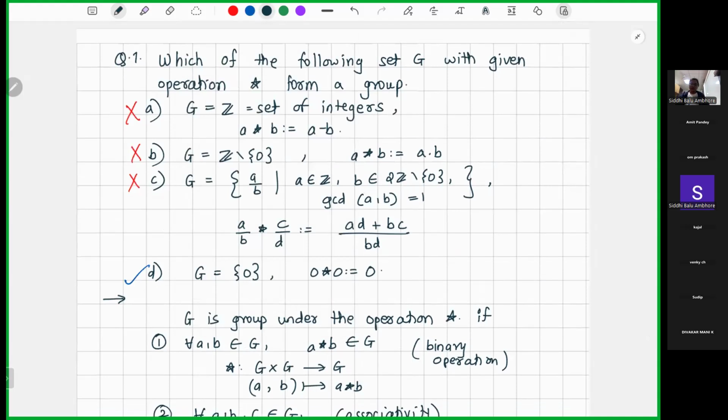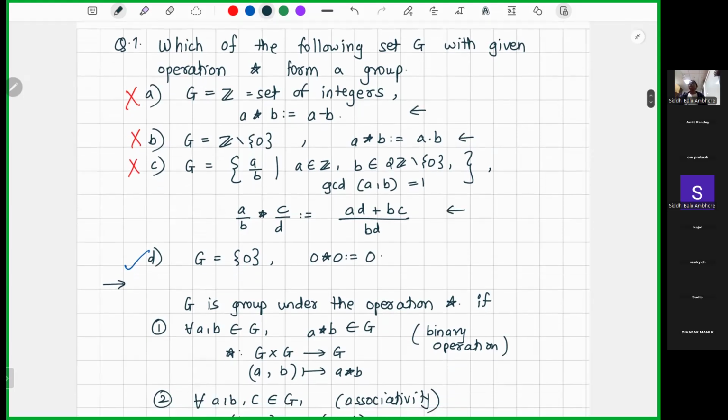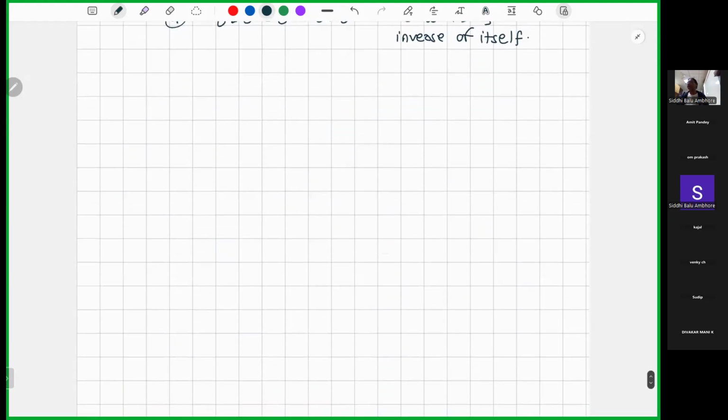Any doubts here? So the first one did not satisfy associativity. This one does not satisfy the inverse property. And the third one did not even satisfy the closure property for the group. Okay, so I hope this much is clear. If you have any doubt, please let me know. Otherwise, we will move to the next question. Is this clear?